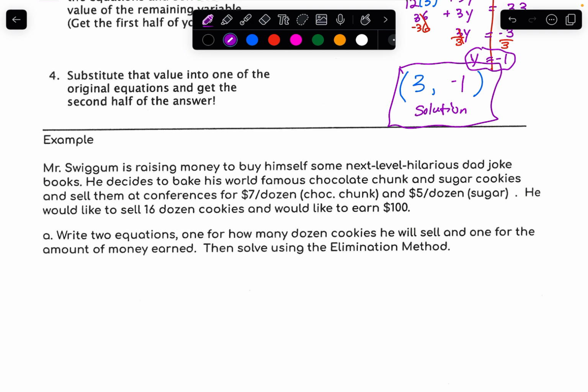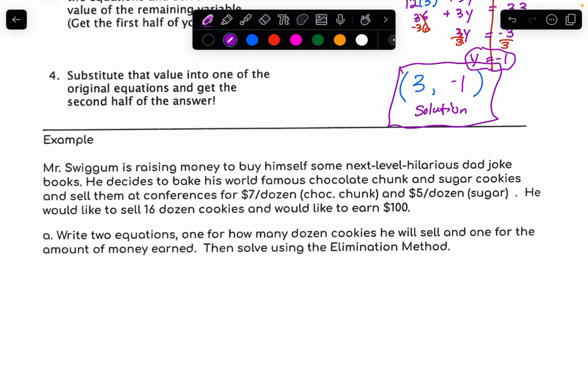He would like to sell 16 dozen cookies and would like to earn $100. All right, so, maybe I can get a bunch of new dad joke books for $100. That sounds like a good deal. Write 2 equations, one for how many dozen cookies you will sell and one for the amount of money.